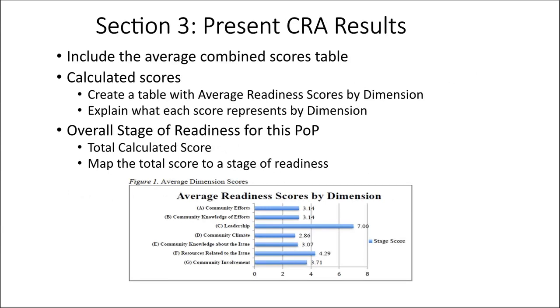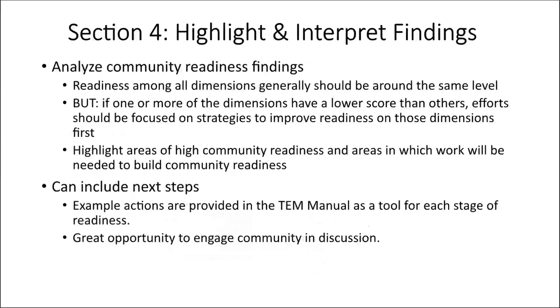Section 3 presents your CRA report results. It includes the average combined scores table and calculated scores. And it's going to also identify an overall stage of readiness for your problem of practice. And that really is that total calculated score that we ended up with when we completed our scoring process. And in this section, it will take that total score and also map it to a stage of readiness as well.